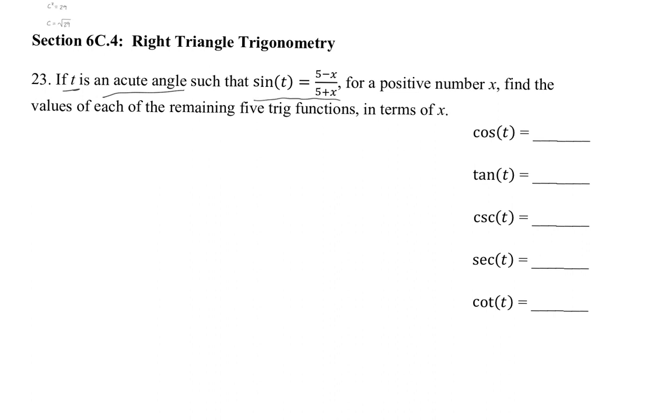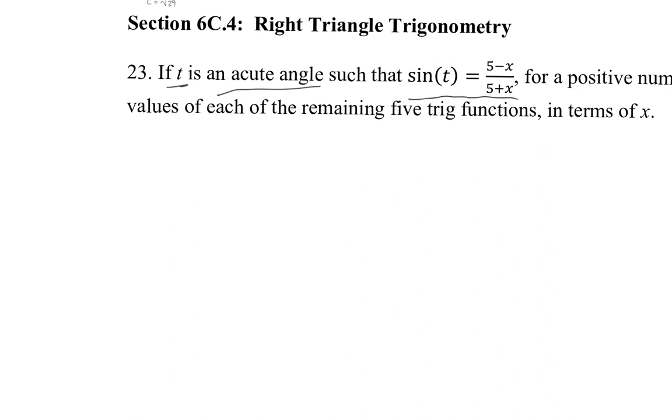is this for a positive number x. We want to find all of the remaining 5 trig functions just in terms of x, right? So what I'm going to say first is sine, I'm going to write down what we were given, that sine of 5t is 5 minus x over 5 plus x. It's going to be our opposite over hypotenuse, right?